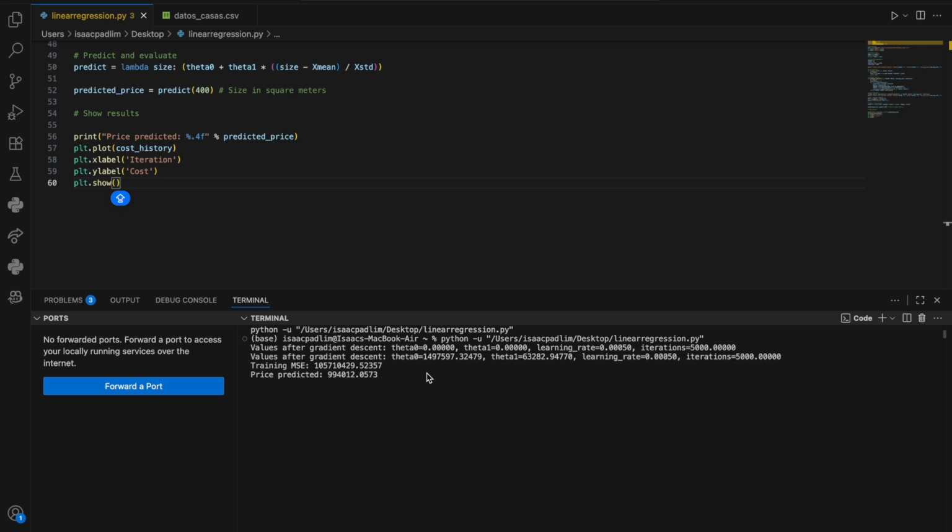Overall, for this task, the model meets the goal. It learns a straight line trend and makes quick, understandable predictions.